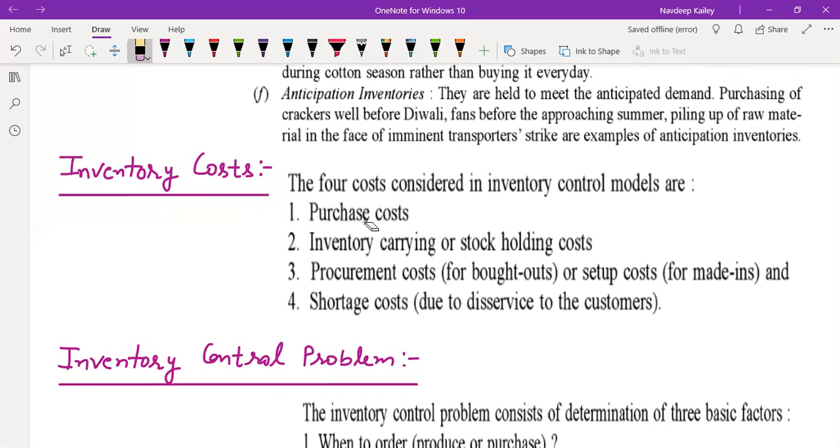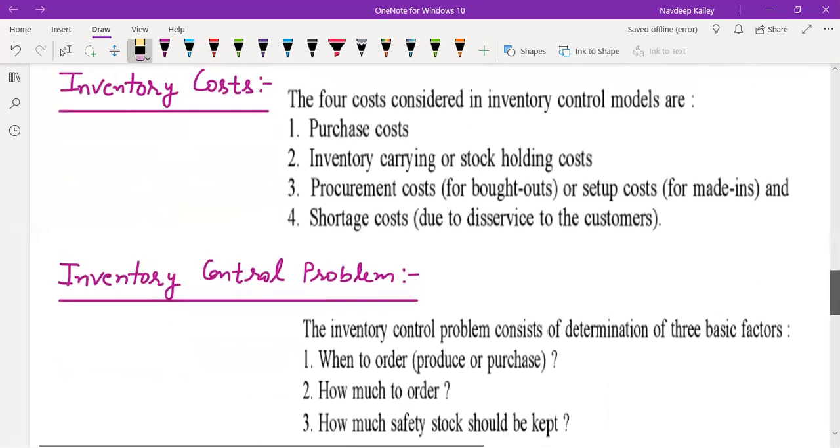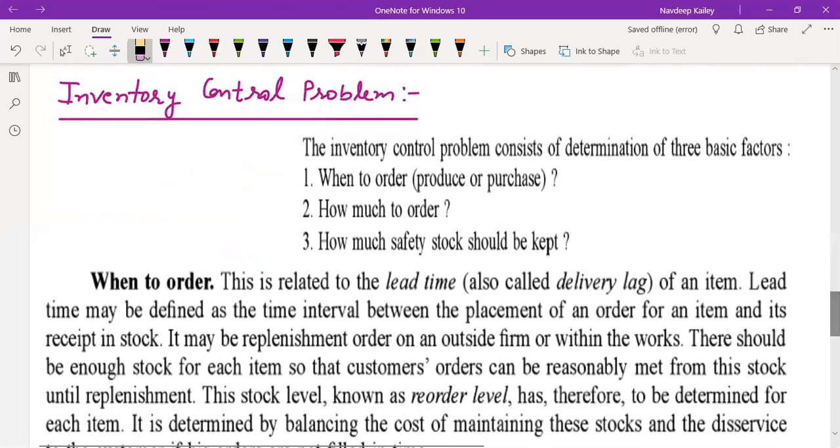The inventory control problem consists of determination of three basic factors. The first factor is when to order, that is, when to produce or purchase. The second factor is how much to order, and the third factor is how much safety stock should be kept. Now we will discuss these three factors one by one. Let's discuss the first factor, that is, when to order.